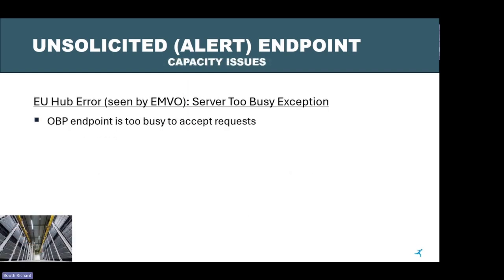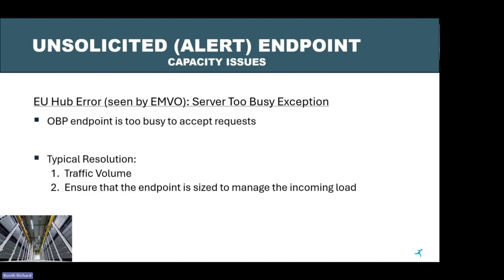Server too busy. This exception occurs when a receiving service running on the OBP client endpoint is too busy to accept requests. The typical resolution, well, this can be caused by an increase in alert traffic intended for your endpoint. So it may be that the number of alerts have effectively outgrown your endpoint. So simply it's a case of looking at your endpoint and ensuring it's being sized according to the incoming load. That may have increased, or it could be for some reason that you're receiving more alerts than you would typically expect, which might trigger obviously another investigation into why that is.